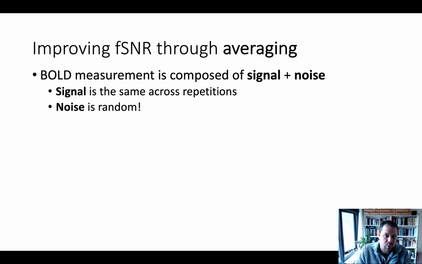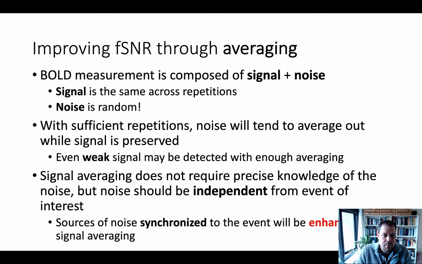And we make the assumptions here that signal is the same across repetitions and noise is random. Now we know already that's not true for all of the noise involved in acquiring functional images, but at least it is the case for most noise. For instance, scanner noise is not related. So then with sufficient repetitions, if we average the signals, then the noise will tend to average out, whereas the signal, which is the same across all of these repetitions, or at least similar, should be preserved.